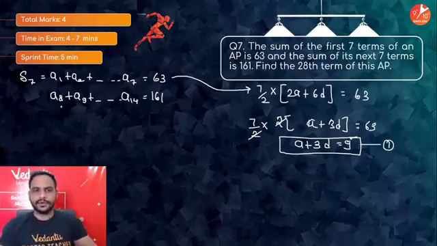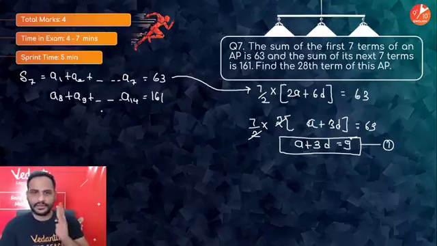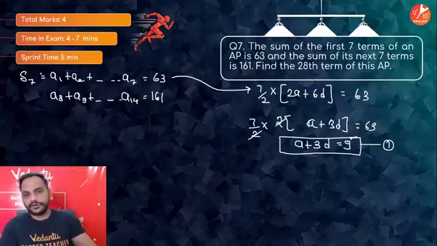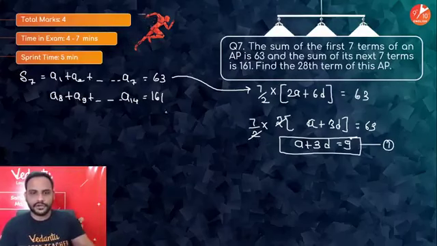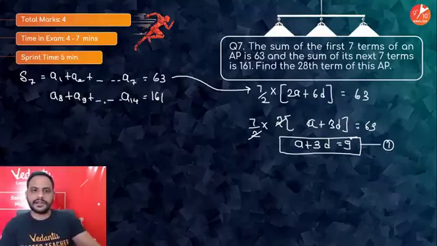Now see, I cannot use the same formula for the 7 terms from A8 to A14. Whenever I use the sum formula, I always start from the first term till the nth term. So if I add A1, A2, A3, A4, A5, A6, A7 plus A8, A9, A10, A11, A12, A13, A14, I will get the sum of the first 14 terms.